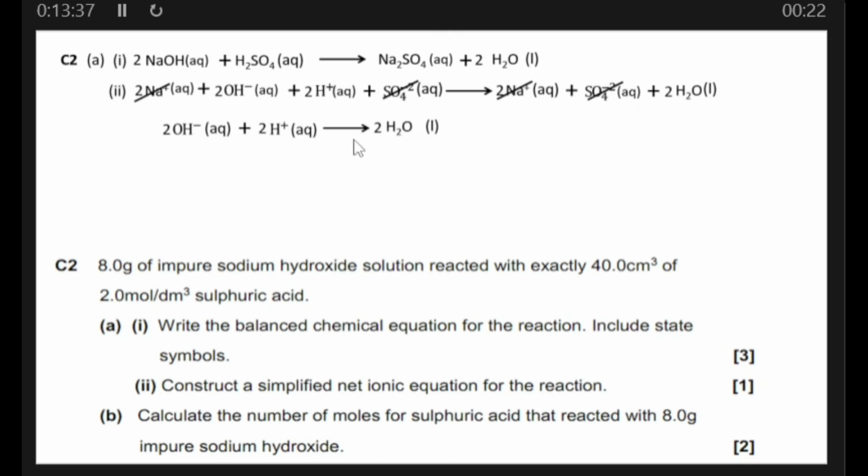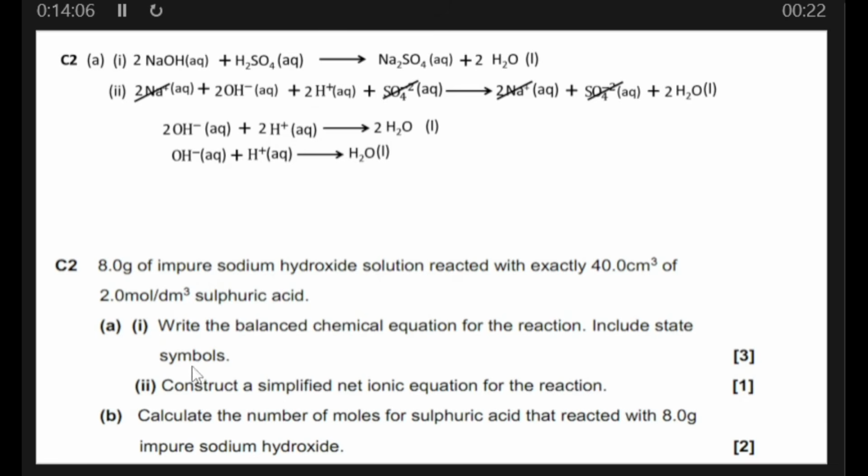Realize we have 2, 2, 2. So these 2 can cancel out. We remain with 1 hydroxide ion aqueous plus 1 hydrogen ion aqueous, which will give us 1 water, liquid. So this is the net ionic equation. That's how we derive them. However, they just give 1 mark. I assume they should have given 2 marks here.